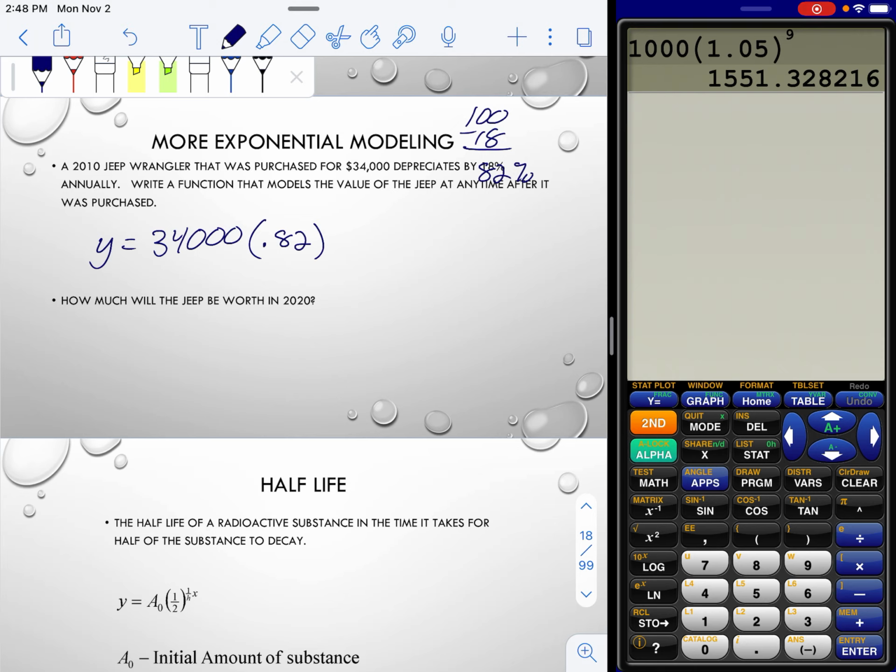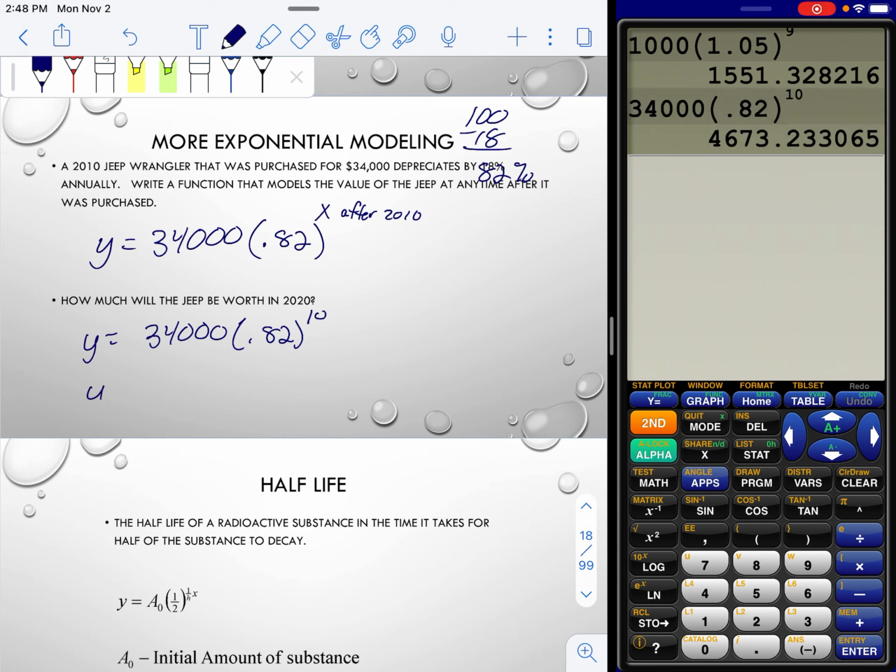Okay, and then we raise it to x number of years after 2010. Okay, make sure we are aware our initial value was in 2010. Okay, what's it worth in 2020? So we just substitute the difference in years, so it's 10. So 34,000 times 0.82 to the 10, and the value of our Jeep is $4,673.23. Okay, make sure you have your unit of measurement in there.